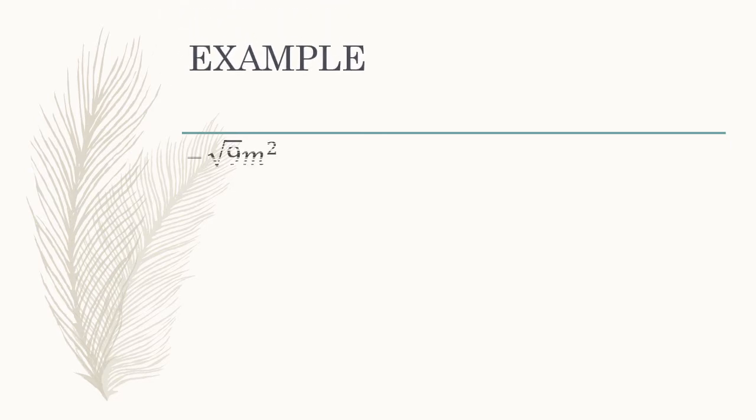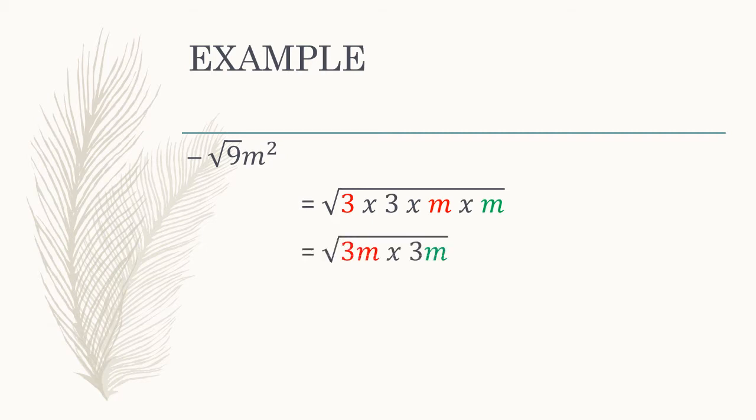Now, for example, you're given 9m squared. What you simply do is split 9 into its square root, which is 3 times 3. Then split m squared into its square root, which is m times m. You take the one m to one 3, take the other m to the other 3. Now, you pick only one side, which will be 3m.